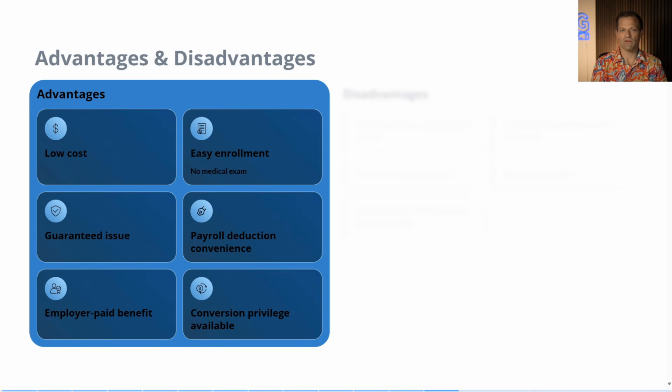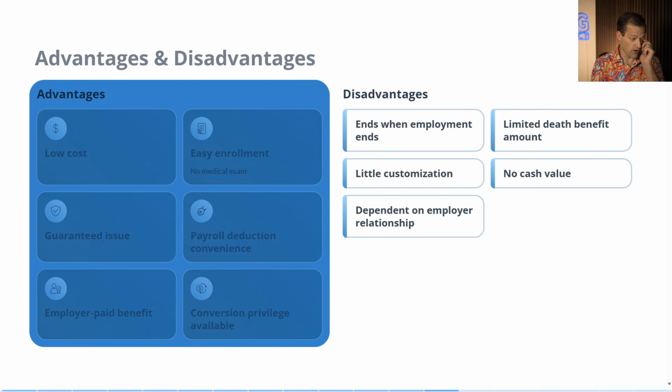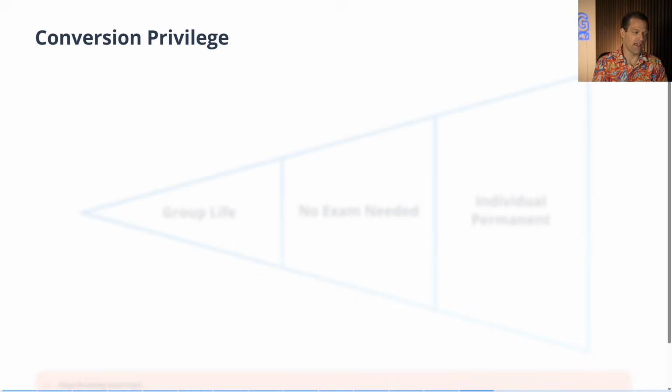You can payroll deduct, which is super helpful. The employees don't even have to cut a check for it, and it's super easy to enroll for. The disadvantages include it ends when the employment ends. There's very little customization. It depends on the employer relationship. There's no cash value and a limited death benefit amount.